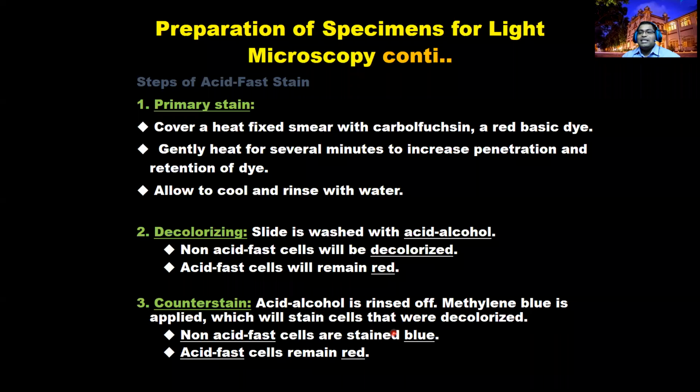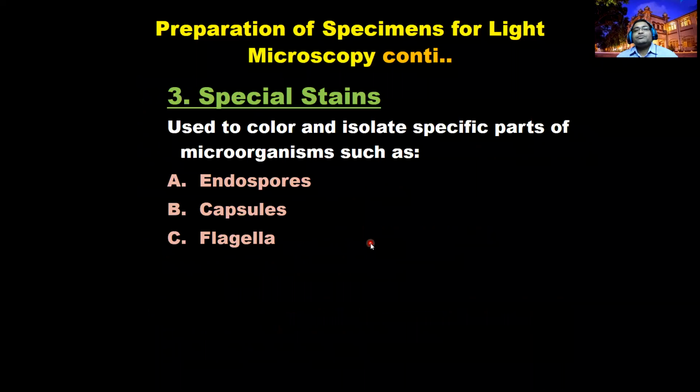Red and blue indicate that certain bacteria accept the carbol fuchsin dye and remain red after the whole process is completed, which indicates that these bacteria are acid-fast. Others are not acid-fast. Then you can easily differentiate these groups.